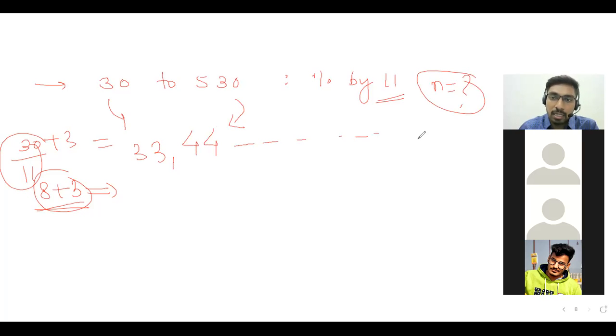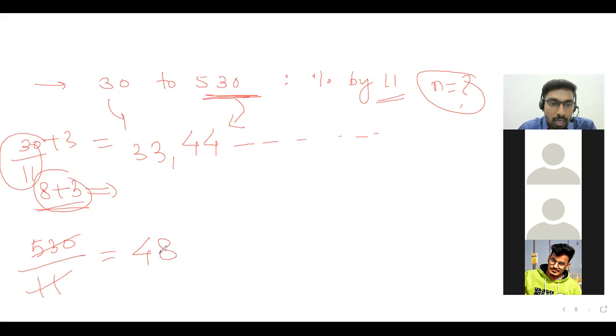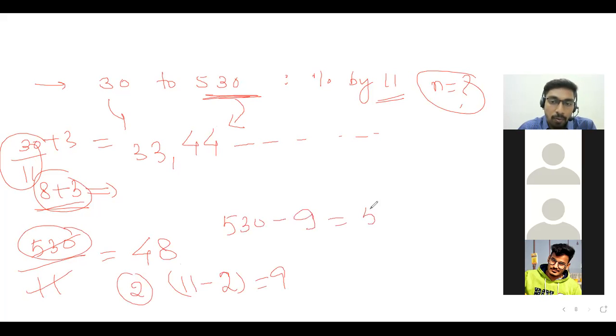And what will be the last number here? So how will you calculate that number? Again, divide 530 by 11. When you divide, you get 11 fours are 44 and 9. Just 1 minute. 44 and 9. Okay. So 11 eights are 88 and 2 as a remainder. So when you subtract 11 minus 2, that means 9. So if you subtract 9 from here, 530 minus 9, you get 521.